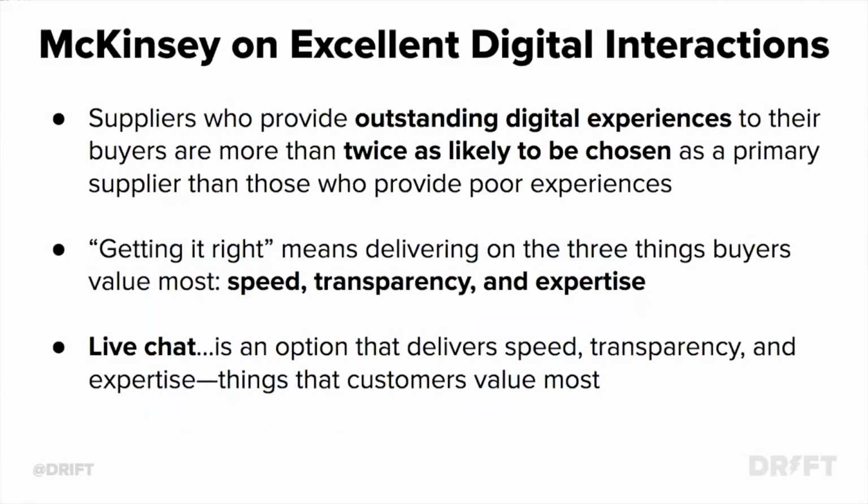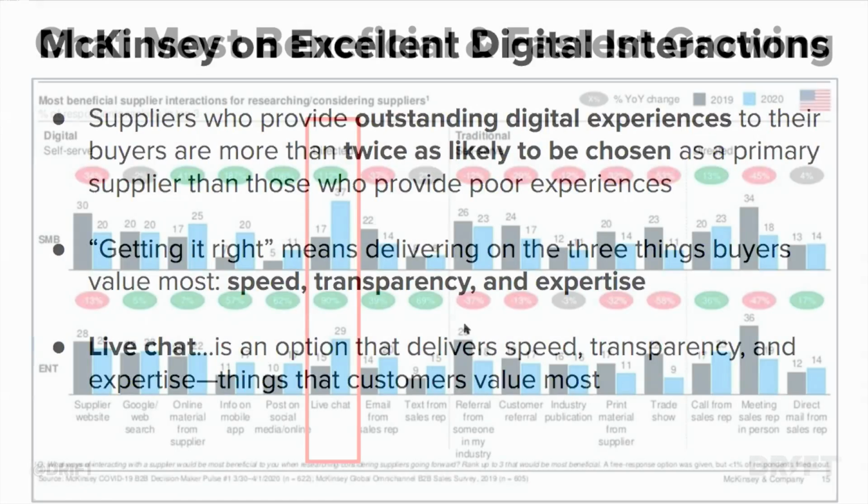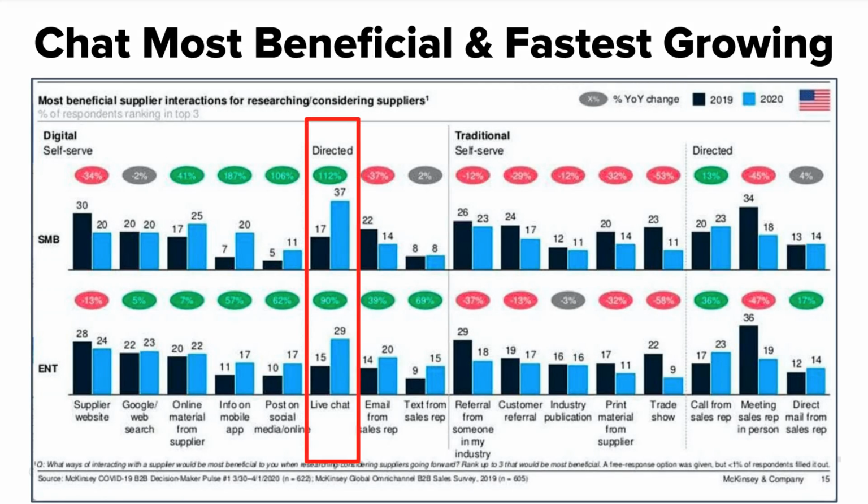So what does outstanding mean? Outstanding means delivering the things that buyers in a buyer-centric world desire and value most, and that's speed, transparency, or expertise. Or put another way, something that's fast, something that they trust, and something that's helpful. And so it happens that live chat is an option that delivers on those things, and for that reason has now become the most beneficial and fastest growing channel for vendor evaluation.